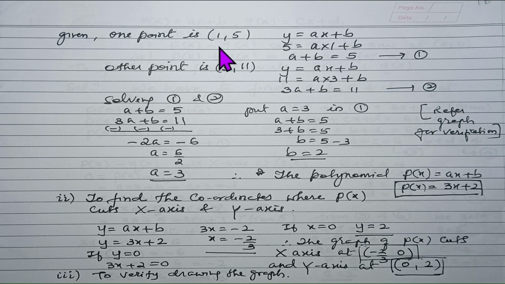Now one point, that is x1, y1, through which the line passes is (1, 5). So we are being given the equation y is equal to ax plus b, that is a linear relationship. Now when y is 5, then x is 1, therefore 5 is equal to a into 1 plus b, therefore a plus b is equal to 5 is the first equation. And also the line passes through (3, 11). When y is 11, x is 3, and we get a into 3 plus b, that is 3a plus b is equal to 11, that is the second equation.